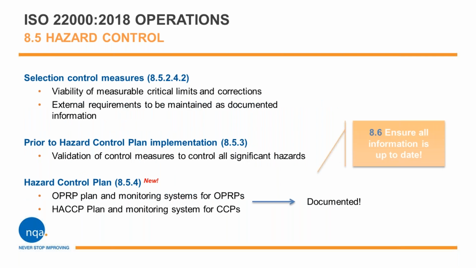We have then the selection of control measures point. So the standard tells us here that we need to consider the viability of measurable critical limits and corrections in case of failure. And we need to also consider external requirements that may affect, for example, the selection of the control measures that need to be maintained as documented information.